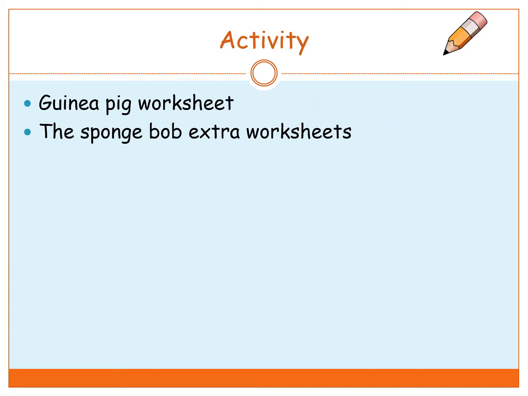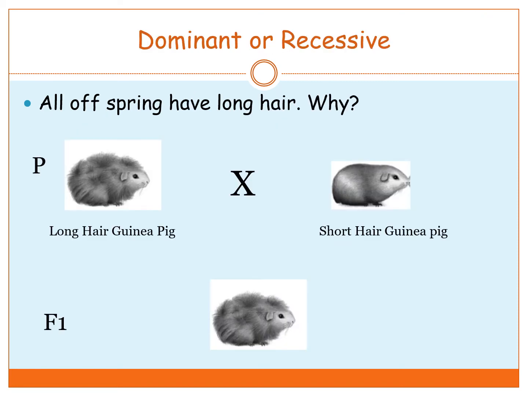Now in class we would complete the guinea pig worksheets and the SpongeBob extra worksheets. So if you go to consumables, you can print these off before you go to the next part of the video. So in the guinea pig worksheet, you will see that your parents are homozygous. So one's homozygous dominant, so capital R, and one's homozygous recessive.